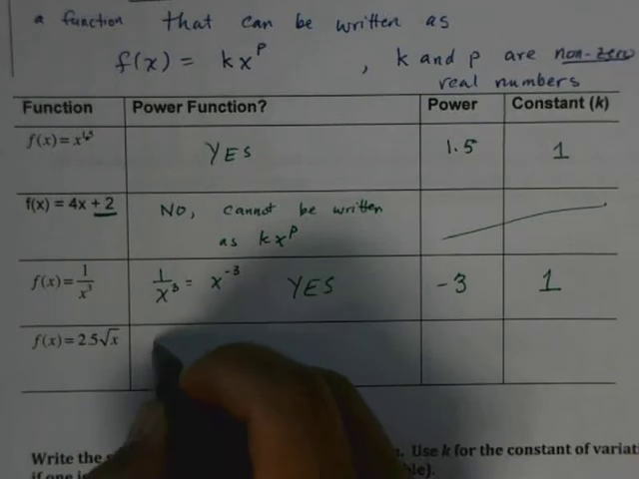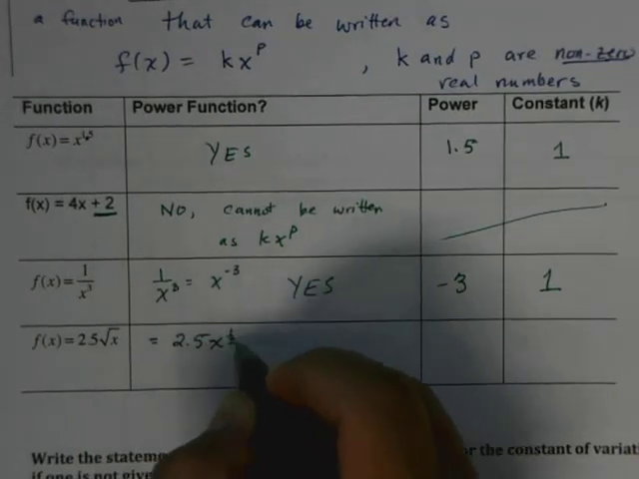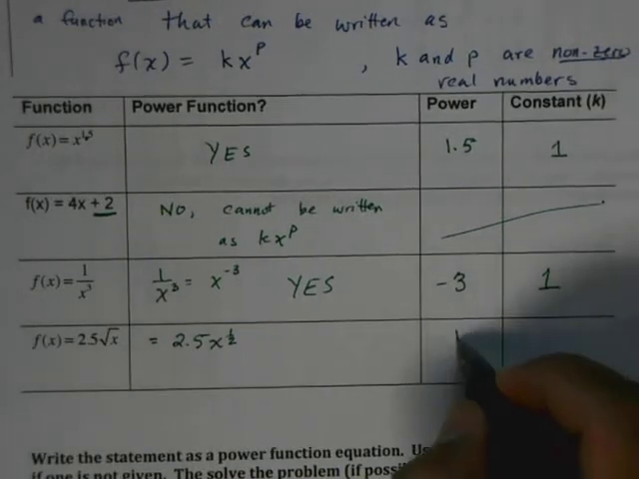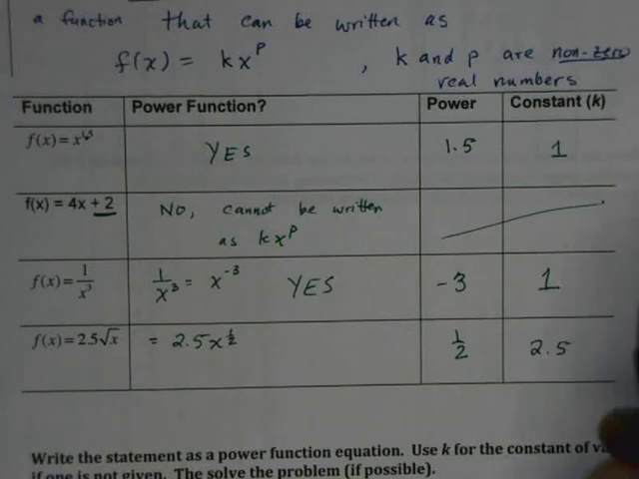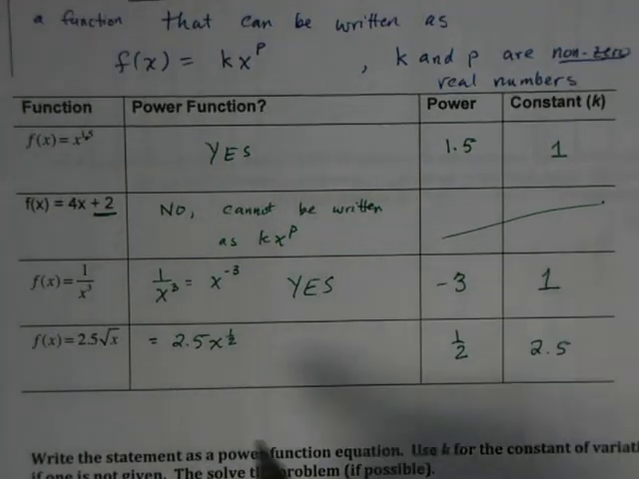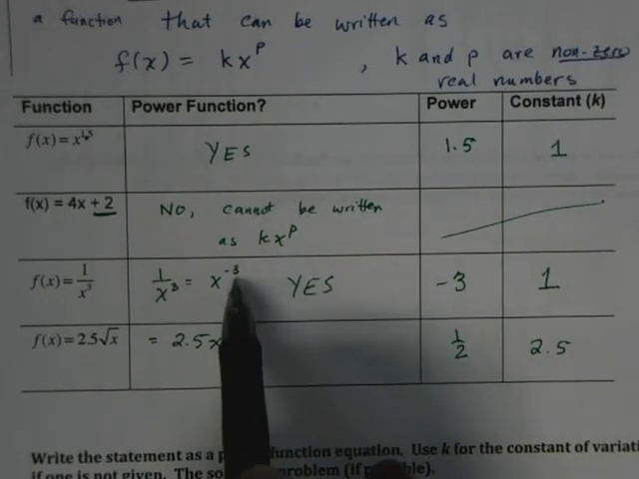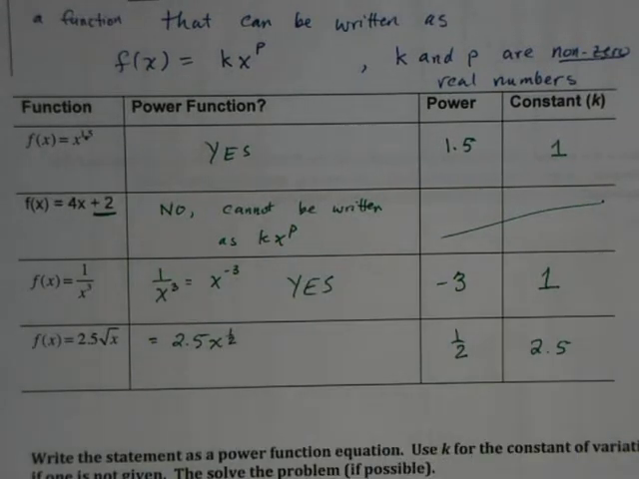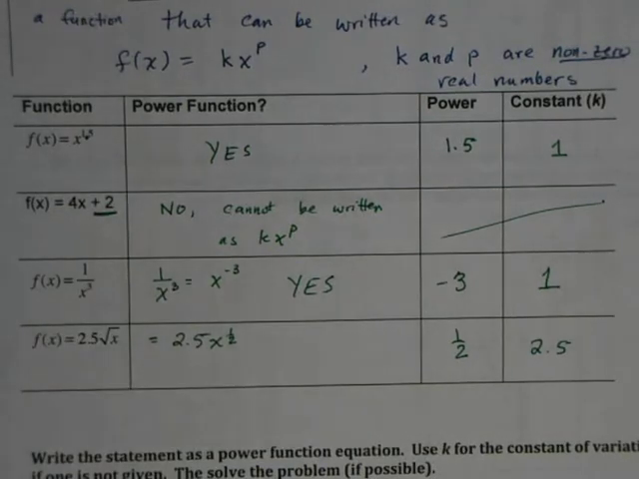In this case, we can rewrite this function as 2.5x to the 1/2. The power is, of course, 1/2, and the constant of variation is 2.5. So this has a lot more flexibility than our definition for polynomials. It's allowed to have fractional exponents, it's allowed to have negative exponents, it just can't have 0 exponents. The restriction is that it cannot have any shifts, you can't add any numbers to it. If you do, it's no longer a power function.